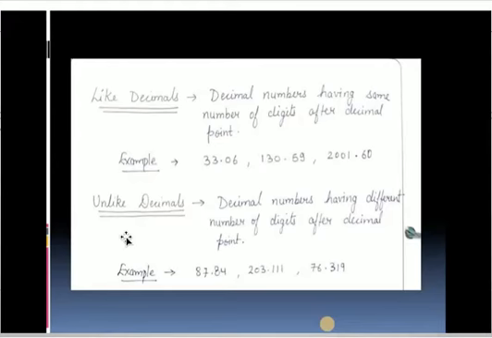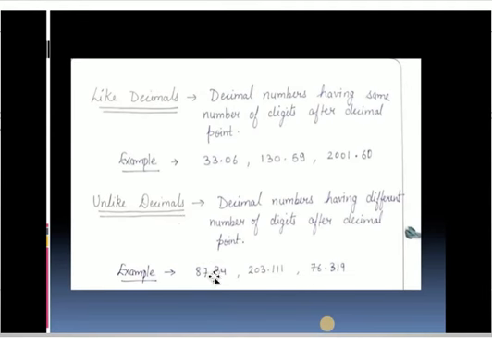So there are two types of decimal numbers: like decimals and unlike decimals. Like decimals are those decimals in which you have an equal number of digits after the decimal point. Here you can see you are having 2 digits after the decimal point. Here also you are having 2 digits after the decimal point. Here also you are having 2 digits after the decimal point. So all of these are like decimals.